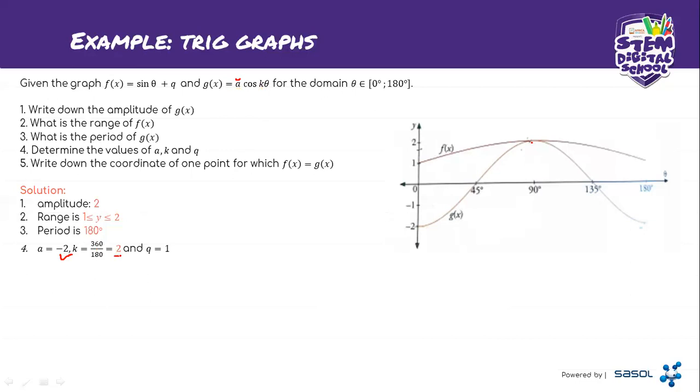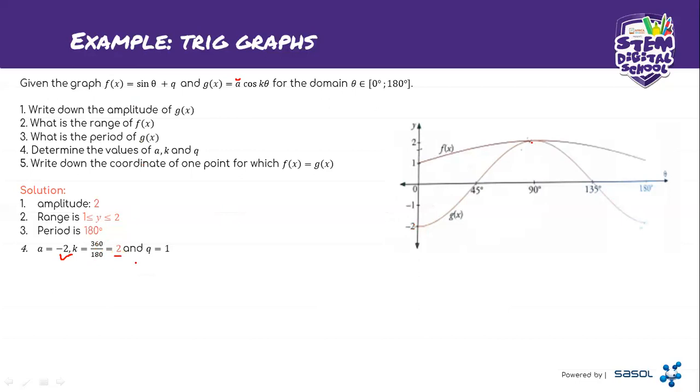Now, the value of K, they say is equal to 2. Then how did they determine the value of K? What these people did is they looked for the original period for cos, which is 360 degrees, divided by the period of this graph that we have right now, which is 180. If you divide 360 by 180, then it's going to give us what? 2. So the value of K is equal to 2.